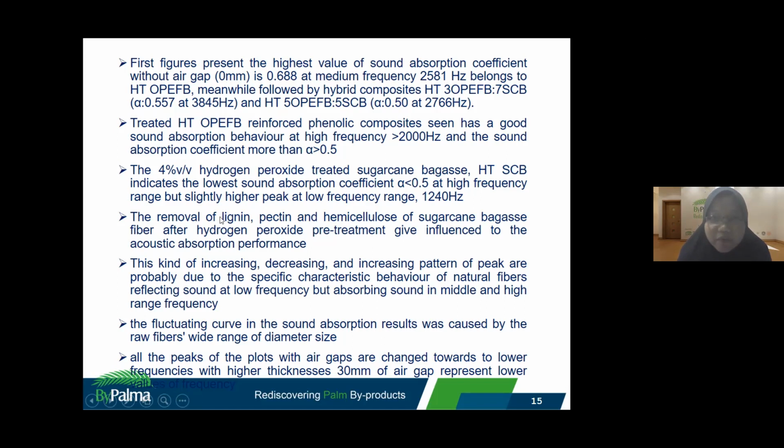The removal of lignin, pectin, and hemicellulose of sugarcane bagasse fiber after hydrogen peroxide pretreatment influences the acoustic absorption performance. This increasing, decreasing, and increasing pattern of peaks is probably due to the specific characteristic behavior of natural fiber, reflecting sound at low frequency but absorbing sound in the middle and high range of frequency. The fluctuating curve in the sound absorption result was also caused by the wide range of diameter sizes of the raw fiber. All the peaks of the plots with air gaps change to lower frequency with higher thickness. A 30 mm air gap represents lower frequency values.